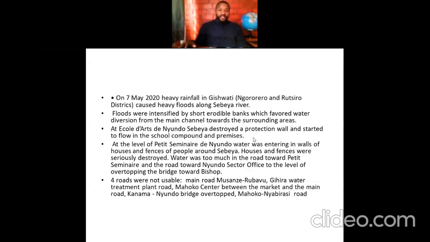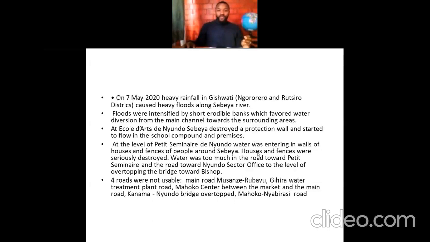During this flood, a corridor at Nyundo was flooded as its protection wall was destroyed by flowing water, so the school premises and compound was flooded. At the level of Petit Seminaire Nyundo, water also was entering the walls and the houses. Some houses around that river also were destroyed, as some walls surrounding the river were also destroyed.